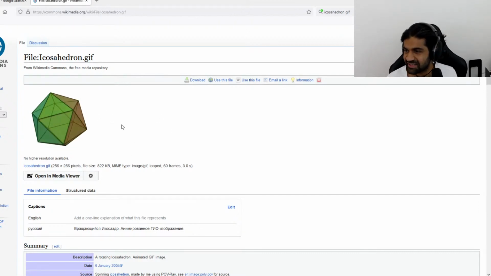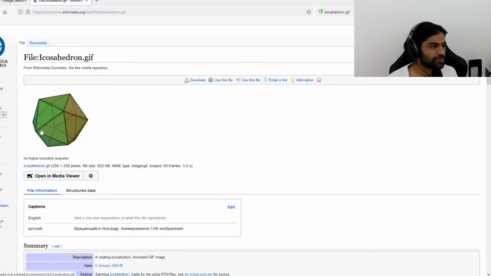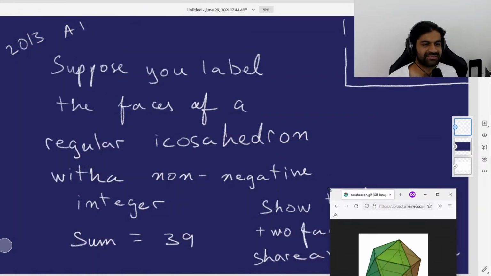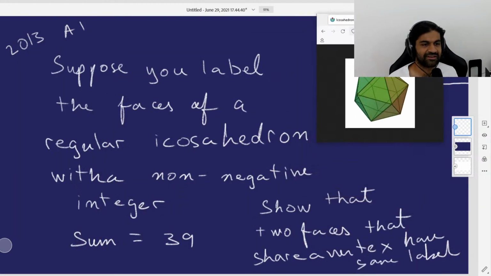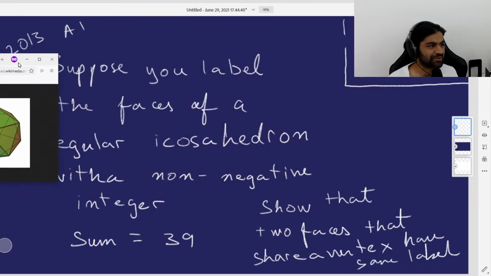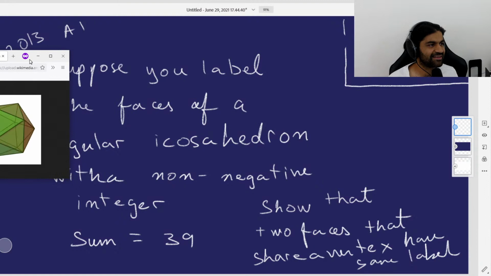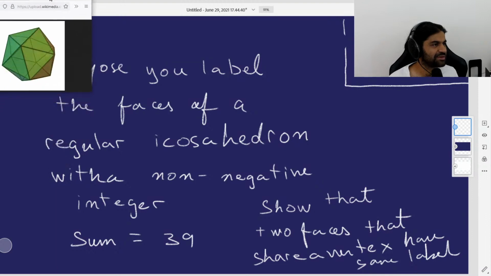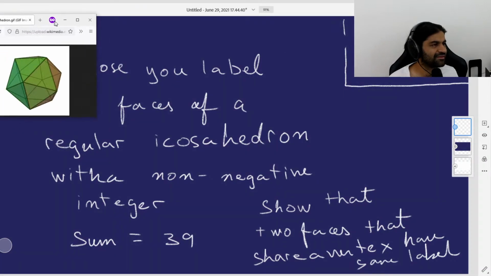So an icosahedron has 20 sides and 12 vertices. Let me just put this over here so you can look at it. Not really sure where to put it, but hopefully you can see that. Maybe make this window even smaller still. Put this maybe up. Okay.